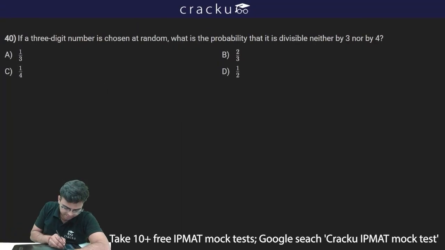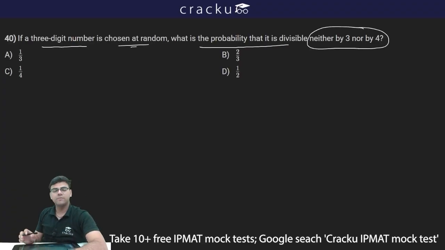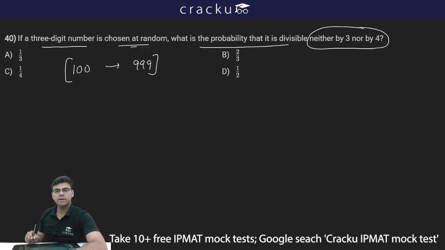The next question is saying if a 3-digit number is chosen at random, what is the probability that it is divisible neither by 3 nor by 4? We have to find out the numbers which are neither divisible by 3 nor by 4. Now what are the total 3-digit numbers? 3-digit numbers are from 100 till 999.